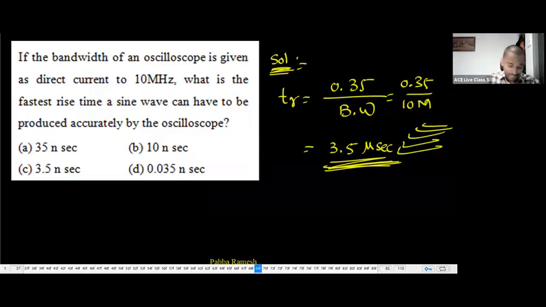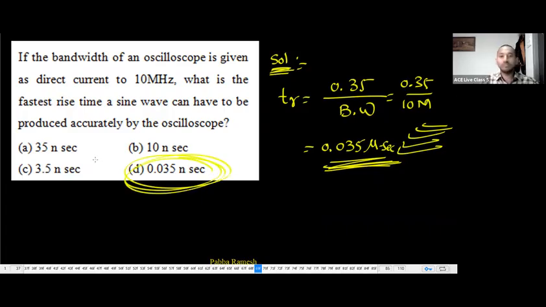This is the general mistake done by students. What is it? 0.35 by 10 means 0.035. 1 by mega means micro. This is the point. And observing 0.035, two students gave 0.035 nanoseconds. Come on. Our answer is micro, not nano. Yes or no? That's why be clear with this term. Simple question. Don't get a negative mark with this.